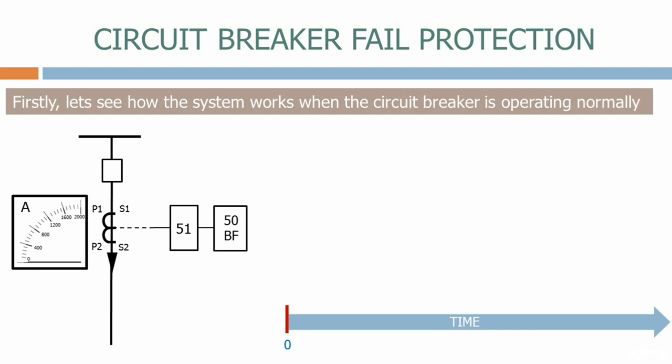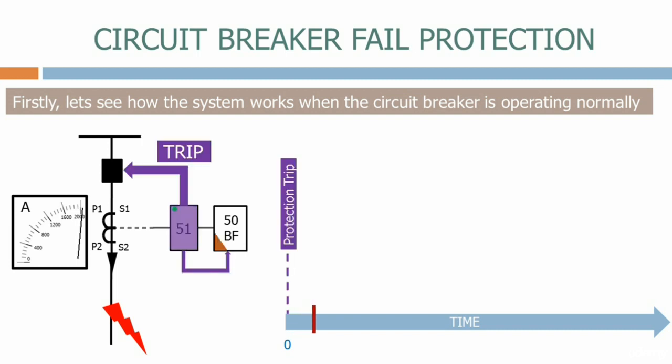Let's now close the circuit breaker. As soon as you close the circuit breaker, current will flow through the CT. The value of the current will depend on the load. Let's now apply fault on the feeder. Once the current gets above a certain threshold, the protection relay will energize the circuit breaker trip coil.